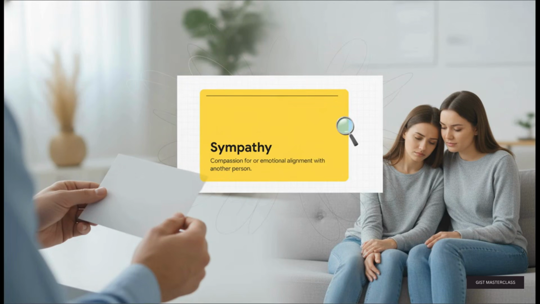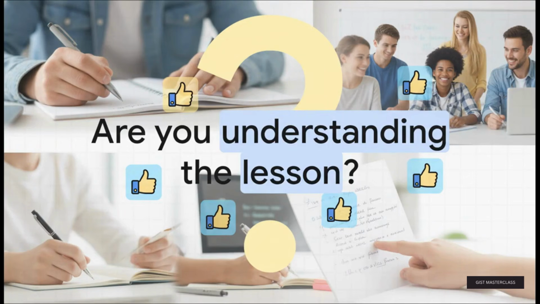Now, sympathy is slightly different. It means you feel compassion for someone, but you aren't feeling their exact pain. You might comfort a friend or send a card to say you're sorry for their loss. So basically, empathy is feeling it with them, while sympathy is just feeling sorry for them. We've covered some pretty great rules so far.